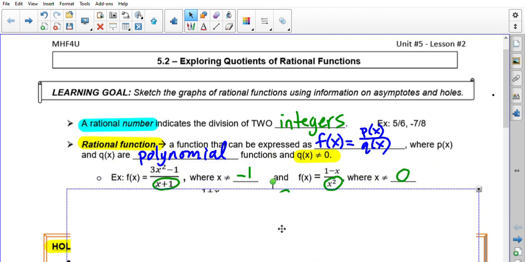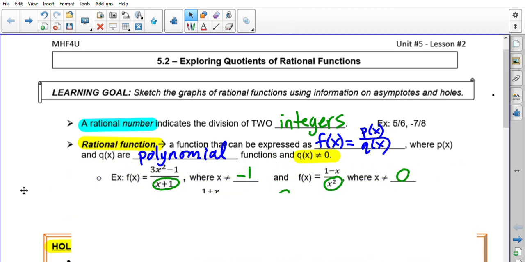All right, so for this example here, we have 3x squared minus 1 over x plus 1. This is an example of a rational function because there's a polynomial up top and a polynomial in the denominator. And notice we'd have to write the restriction that x cannot equal -1 because that's where the denominator would equal 0. This is also a polynomial divided by a polynomial, so it's a rational function. And because the only thing in the denominator is x squared, the restriction is just that x cannot equal 0.